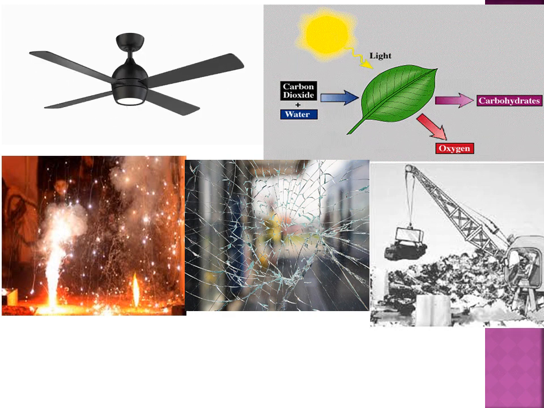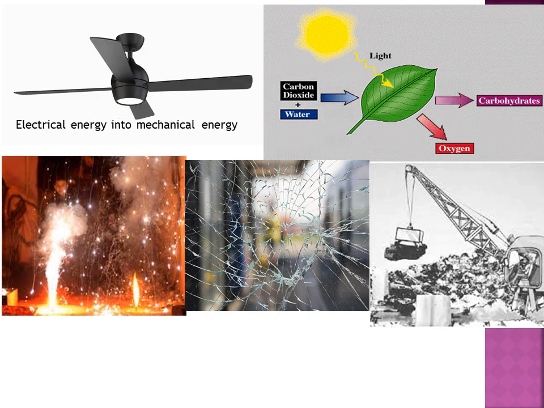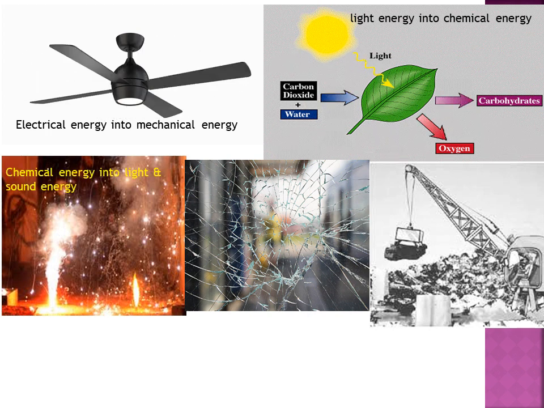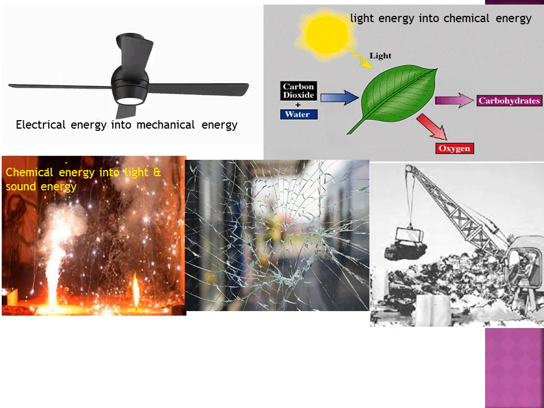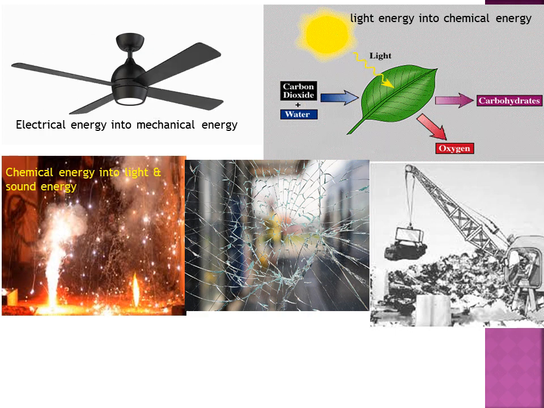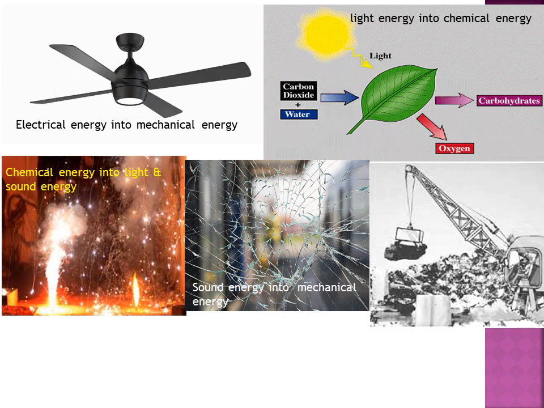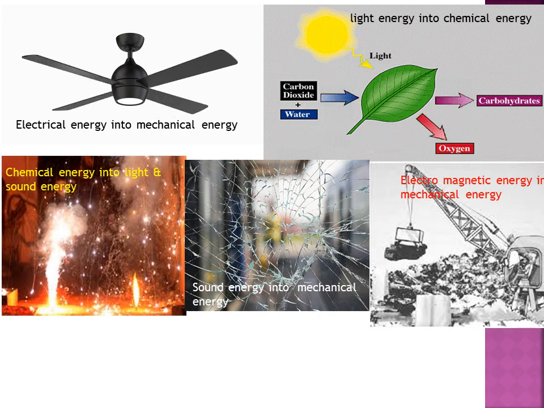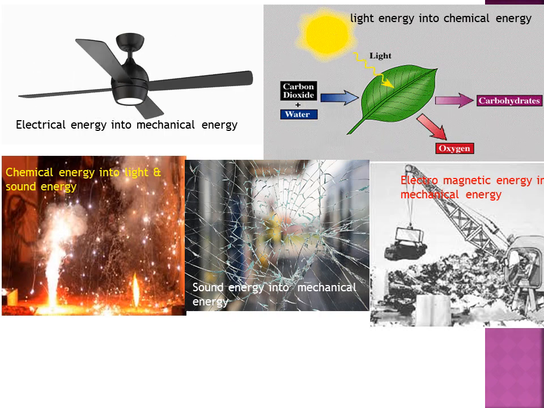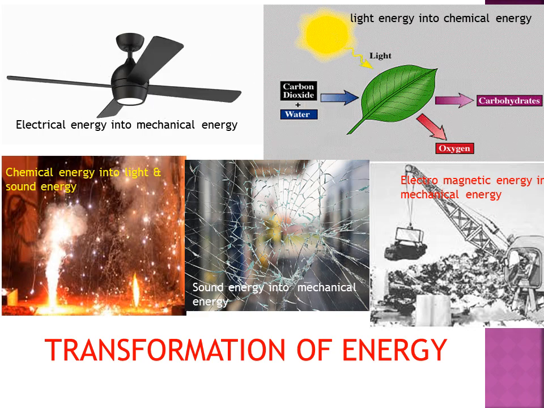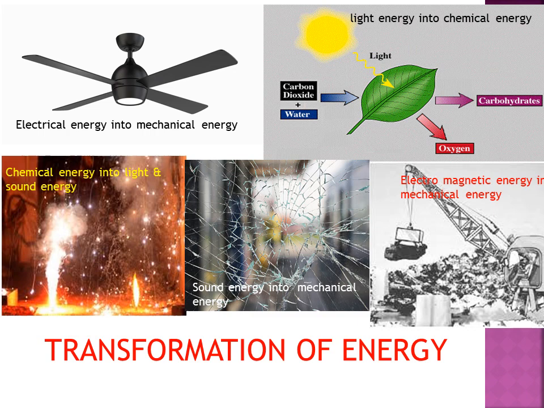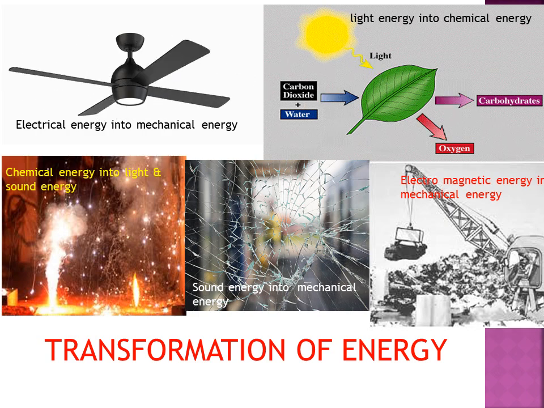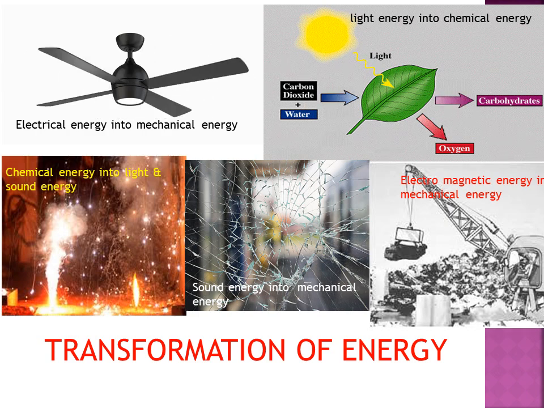So in the first example, it is conversion of electrical energy into mechanical energy. In the second example, conversion of light energy into chemical energy. In the third example, conversion of chemical energy into light and sound energy. In the fourth example, conversion of sound energy into mechanical energy. And in the last example, conversion of magnetic energy into mechanical energy. Now, in all these examples you will see one energy is converting into another energy. So these are the examples of transformation of energy.